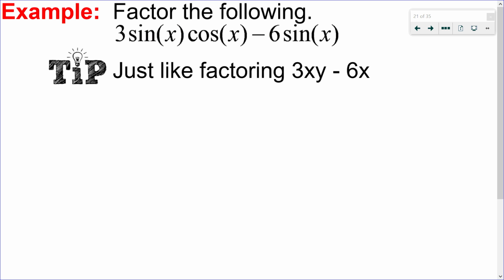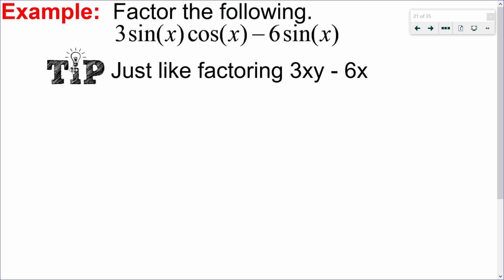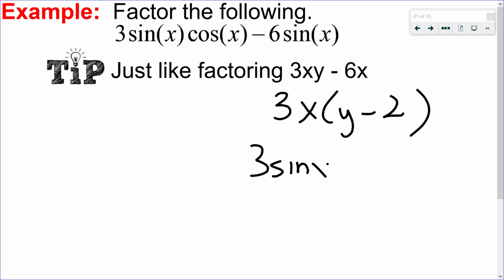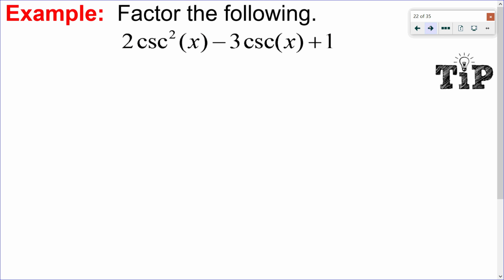There we go. Okay, so this is just like factoring 3xy minus 6x, where x would be sine and y would be cosine. If I were to factor this, I would take out a GCF of 3x, and I'm left with y minus 2. So 3 sine x cos x minus 6 sine x factors as 3 sine x (cosine x minus 2). If it helps you, you can factor by substitution, or you can just factor using GCF with the trig functions, whichever you're more comfortable with.